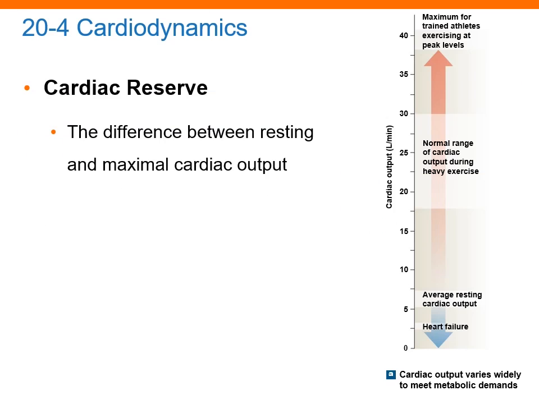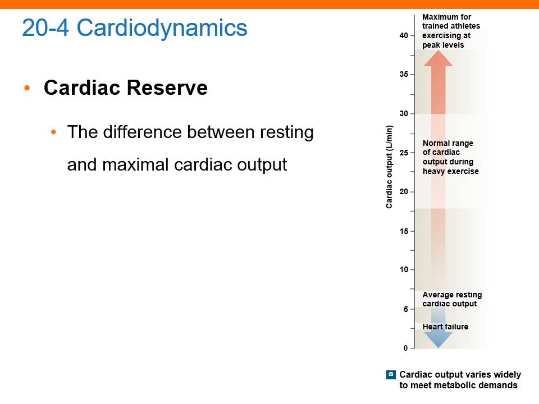This is cardiac reserve, and I alluded to this a couple of times. The whole point is that normally at rest, you're not at your maximum cardiac output. So cardiac reserve is the difference between resting and maximal cardiac output. Cardiac output during rest is, as you can see here, between maybe 5 and 7.5 liters per minute, which is still a lot.